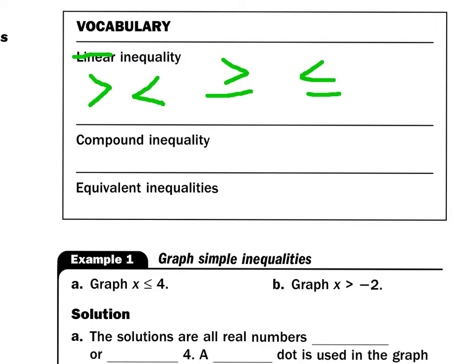And a compound inequality is two or more of the above joined by "and" or "or". And then equivalent inequalities are inequalities that have the same solution.